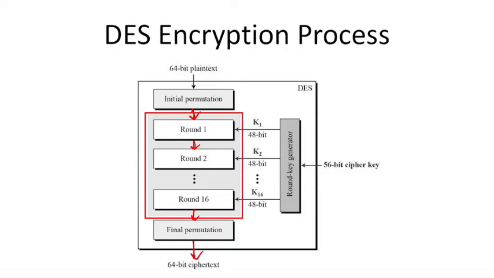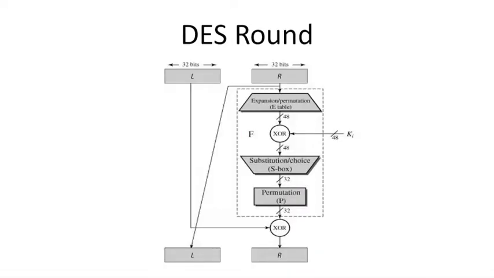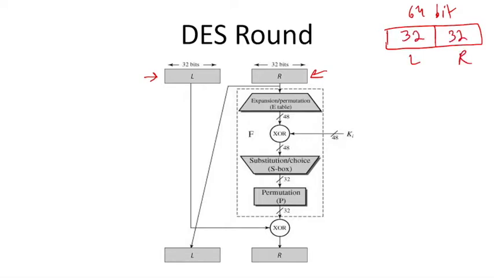So let's see what happens inside each round. Also notice that for each round, we are giving it as input our round key, which is 48 bits long. This figure shows what a DES round looks like. You can see here we have a left half and a right half. Now because DES is based on the Feistel cipher structure and we have 64-bit blocks, we split our 64-bit block into 2 halves. We have a 32-bit left half and a 32-bit right half, as you can see here.